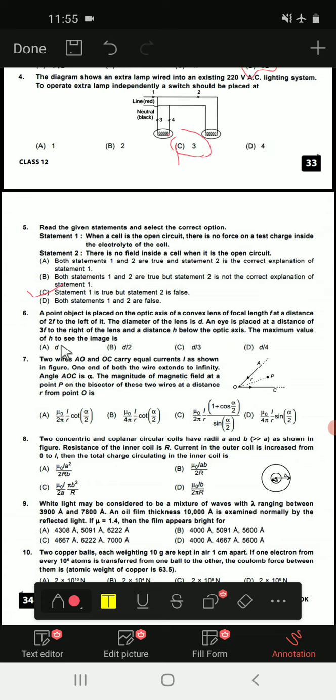The correct answer is option D, that is d by 4. That is the maximum value of h to see the image.